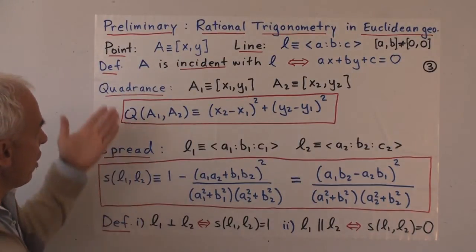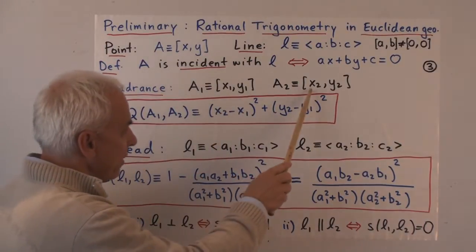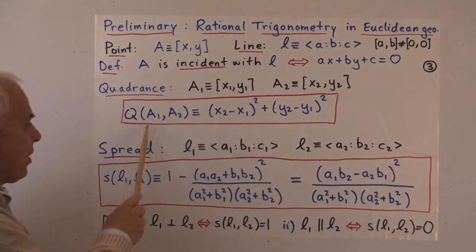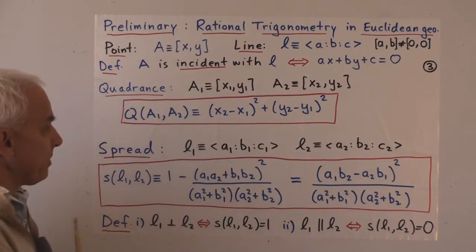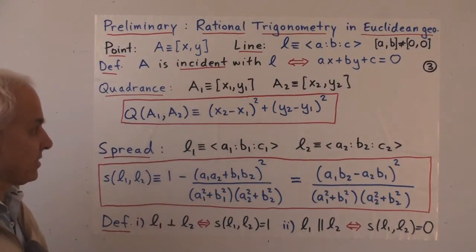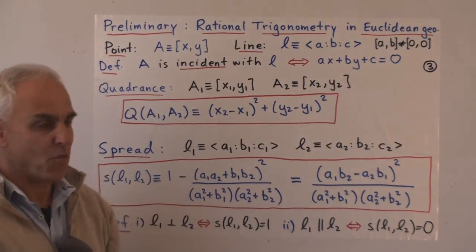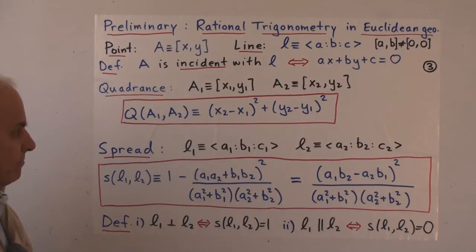Okay, what is the definition of the quadrance between two points? There's one point A1. There's one point A2. The quadrance between A1 and A2 is by definition the square of the difference between the x coordinates plus the square of the difference between the y coordinates. That's the quadrance between A1 and A2.